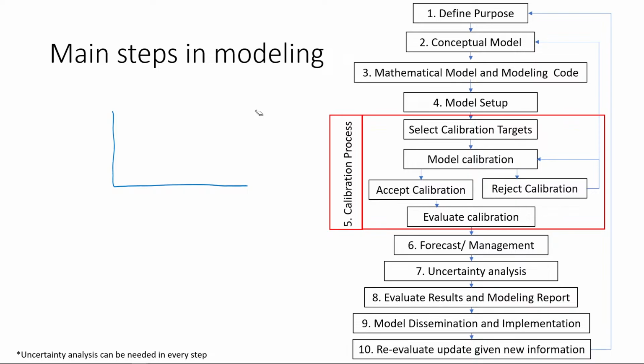If you didn't get this match between what your model is simulating and the observations, you keep changing the model parameters until you get the match. If you still don't get it, what can you do? Well, you can change your conceptual model.